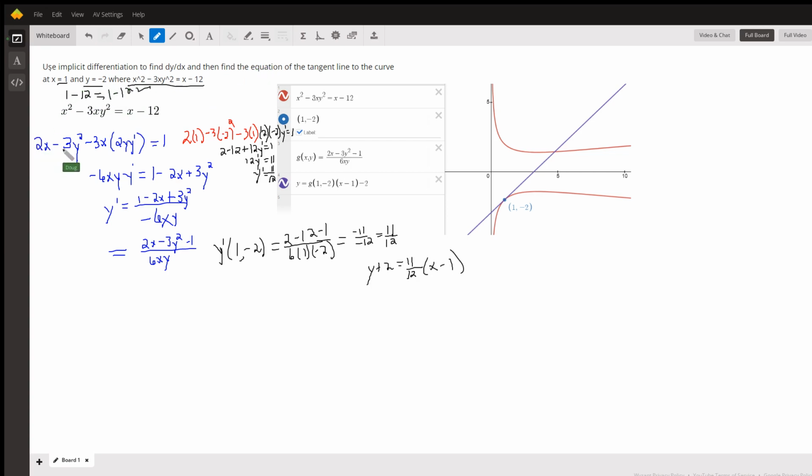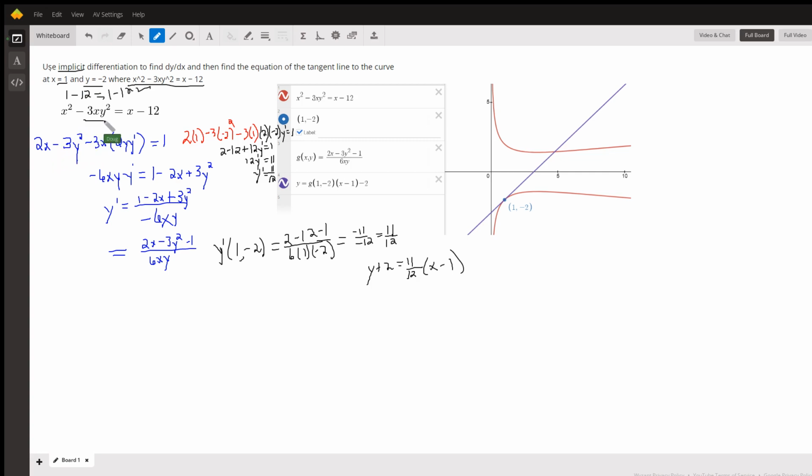Now, to find the equation of the tangent line, you need the slope. So, not easy to solve this. Well, actually, it would be pretty easy to solve this equation for y in terms of x and find the derivative explicitly, but we're supposed to use implicit differentiation. So, derivative of x squared is 2x.